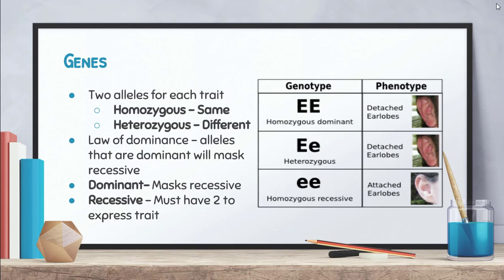So take a look at some of the examples here on the right. Big E, we're talking about attached or detached earlobes. Big E, big E is homozygous dominant, meaning that individual has 2 dominant alleles. That person has detached earlobes. Big E, little e, heterozygous, means that individual has detached earlobes as well, because the big E, which represents the allele for detached earlobes, is dominant to that of attached earlobes. The only way an individual can have attached earlobes is if they inherit 2 recessive alleles, or 2 small e's, one from mom and one from dad.